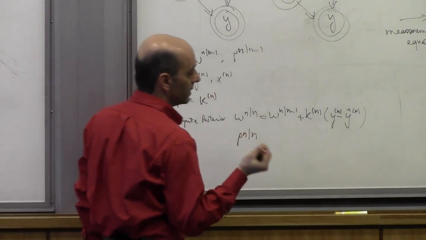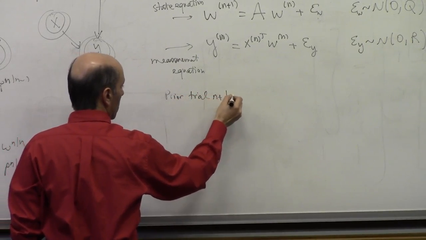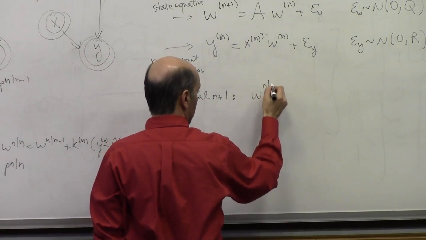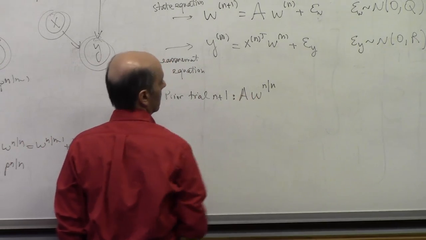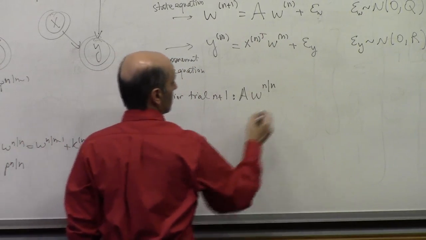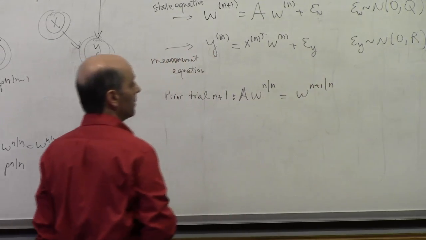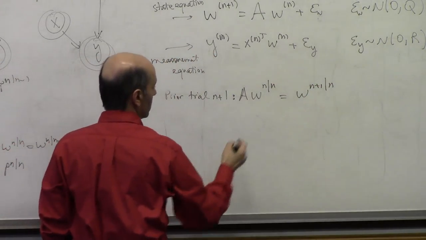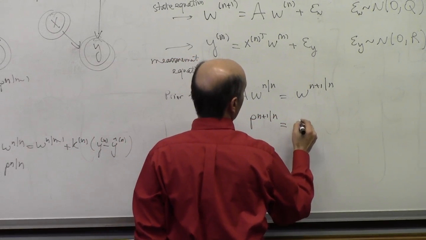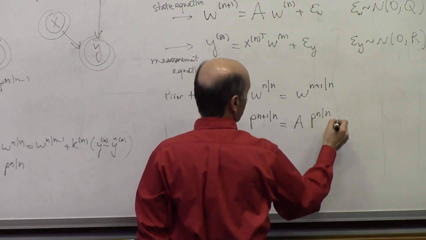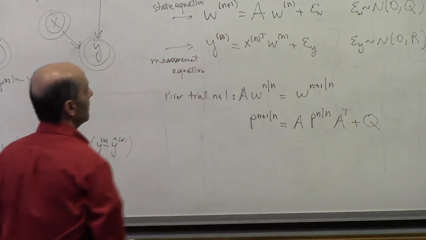Now, what's my prior on the next trial? So now my prior in trial n plus 1 is going to be W in trial n given n, my posterior here, times A, which is this equation. That's going to be my posterior. This is going to be my prior on this trial. So this is going to be W of n plus 1 given n. This is my prior in trial n plus 1. And its variance, P of n plus 1 given n, is going to be equal to A times P of n given n, A transpose, plus Q, which is basically the variance in the prior variance in here.